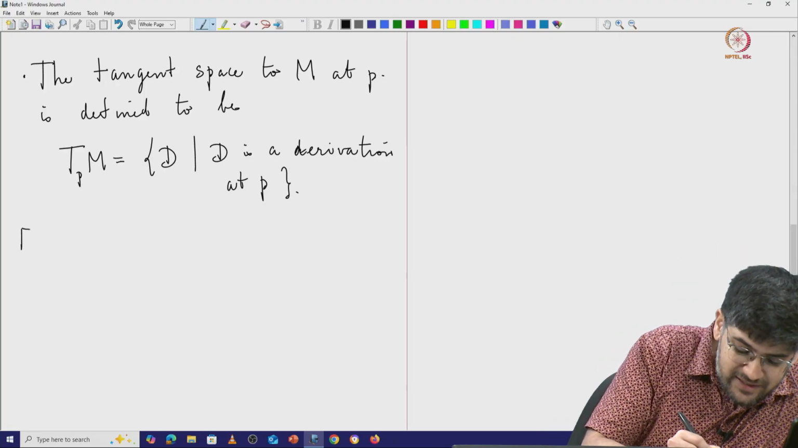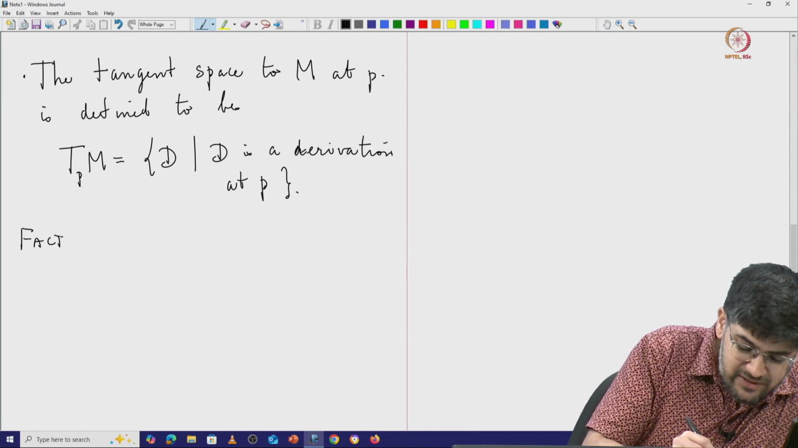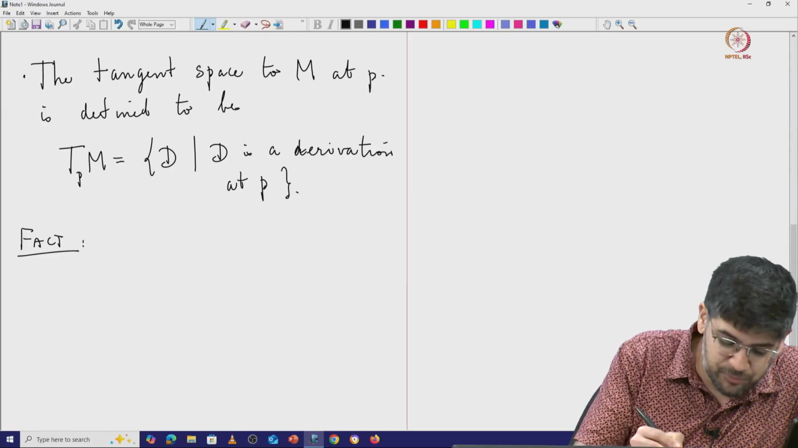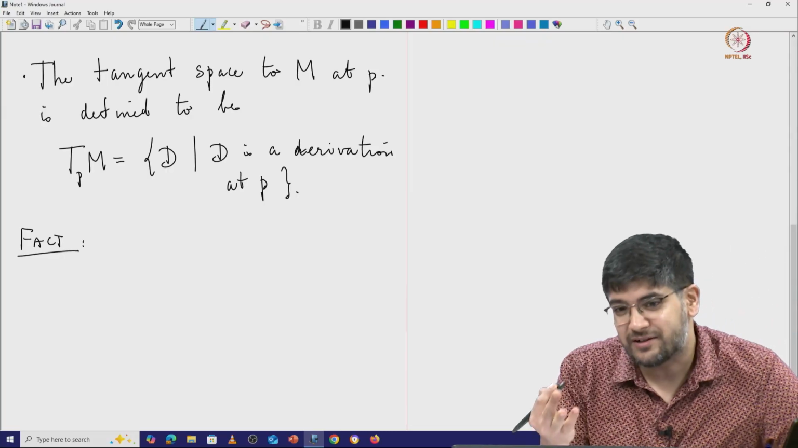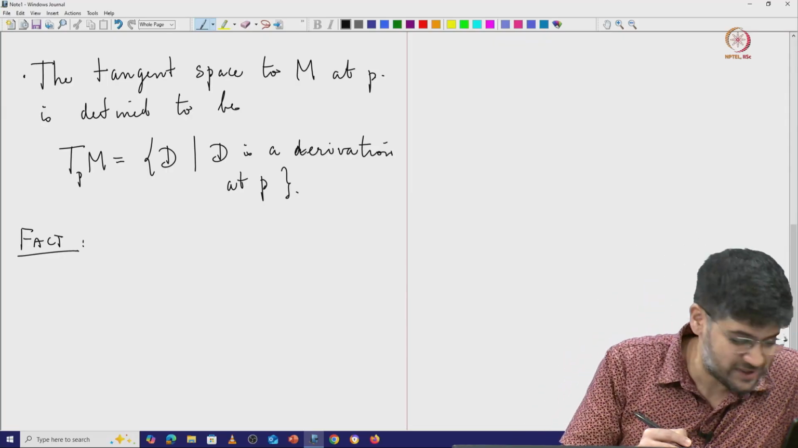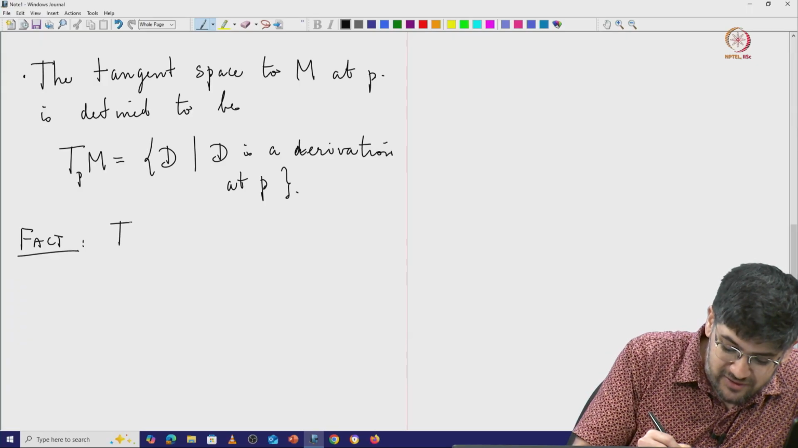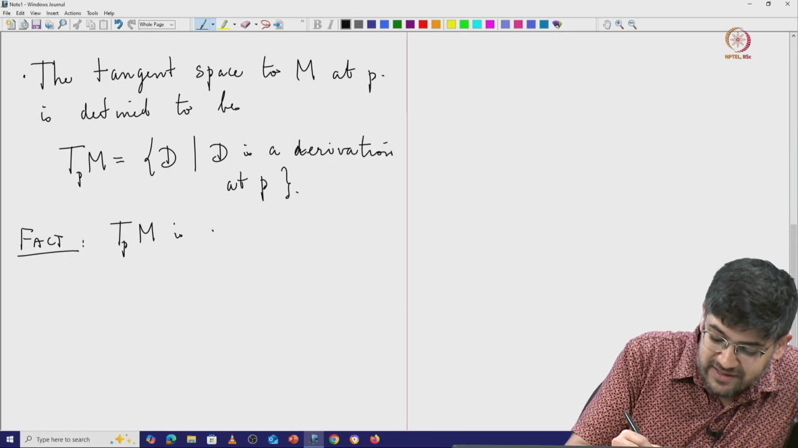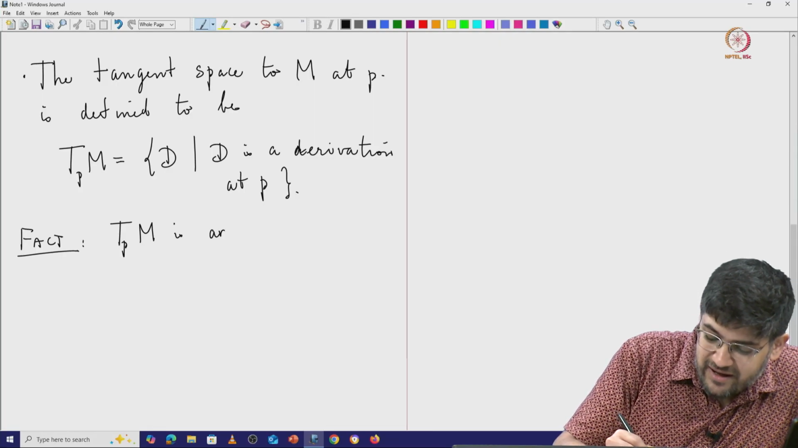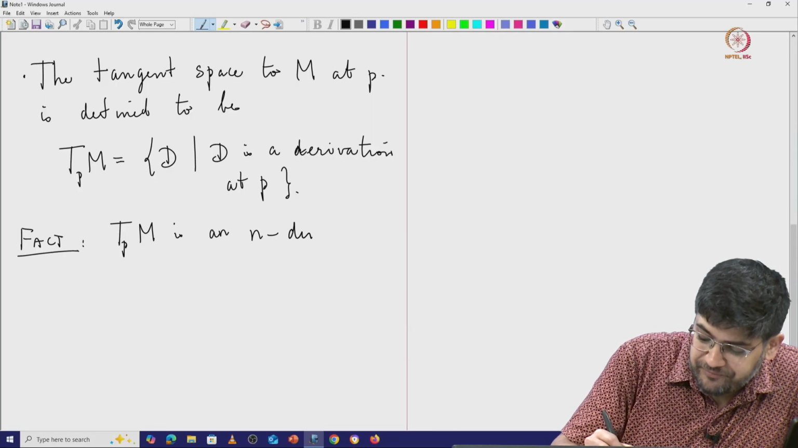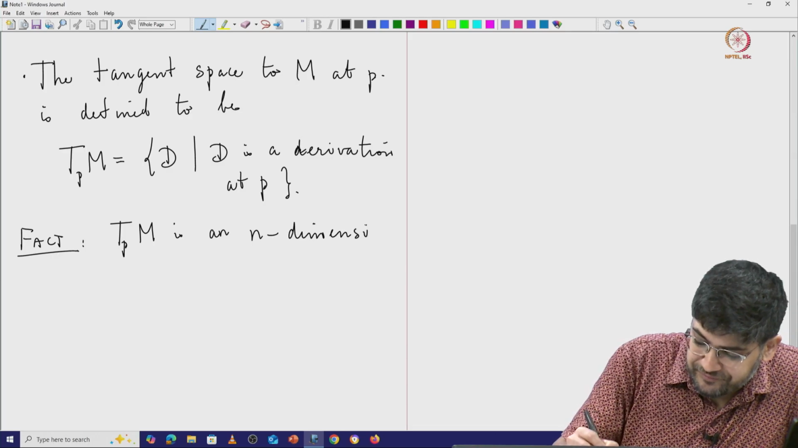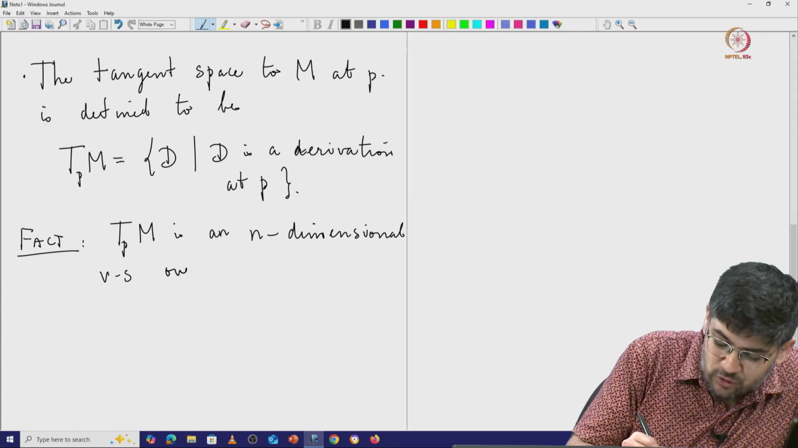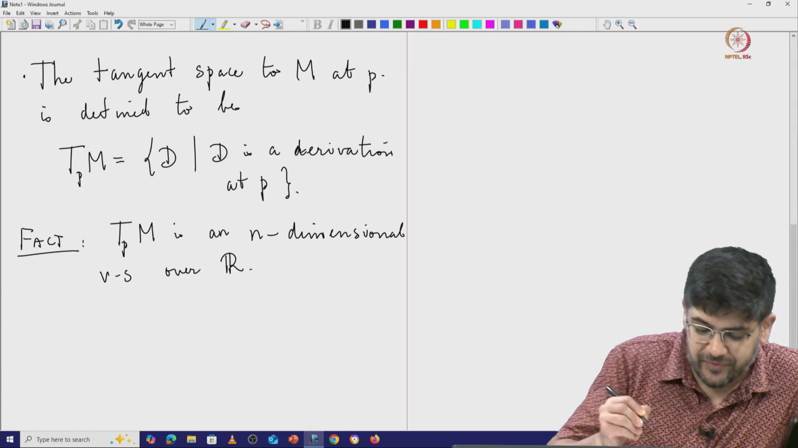Okay. And the key fact that we need, which is not obvious from the definition, so this requires a proof, and I am sure if you have taken a course in smooth manifolds you must have seen the proof, so I am not going to repeat the proof, is that this tangent space is an n dimensional vector space over R.